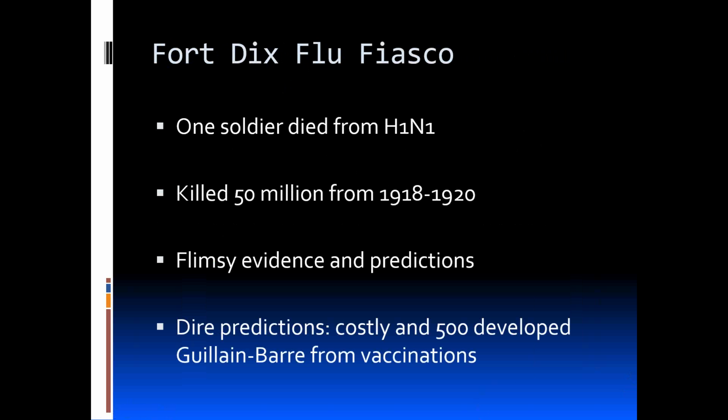After all was said and done, only one person died from the swine flu, and that was the first soldier at Fort Dix. So that was an example of a prediction that was made based on flimsy evidence, emotion, a quest for personal glory, appearances, and it actually harmed people and basically did not help anyone.